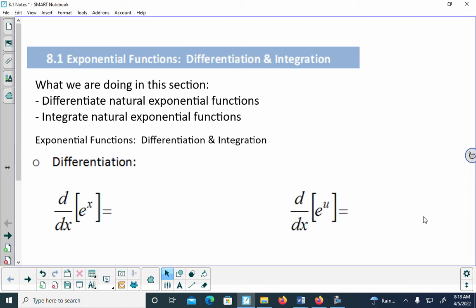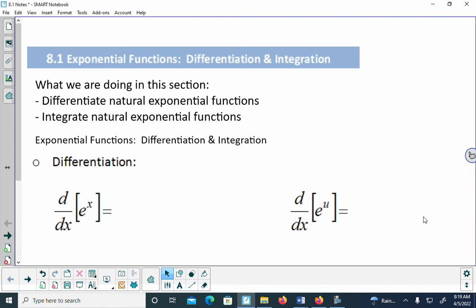And so now what we're going to do is take the derivative of exponential functions and the integral of exponential functions. To start off with, we're going to start with e, the base of the natural log, and go over how to take the derivative of anything of e raised to a power.